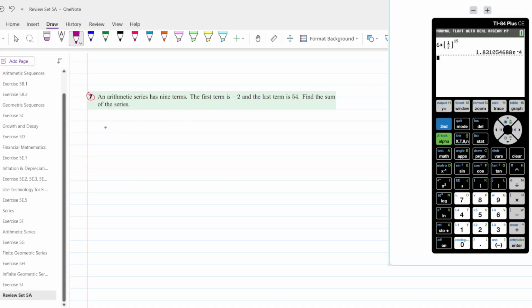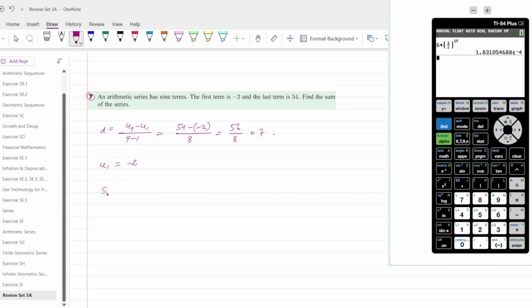So we can say the common difference is going to be, now we know there are 9 terms, so un minus u1 divided by n minus 1, which is going to be 54 minus -2 divided by 8. This is 56 by 8, and hence the common difference is 7. We know u1 equals -2.